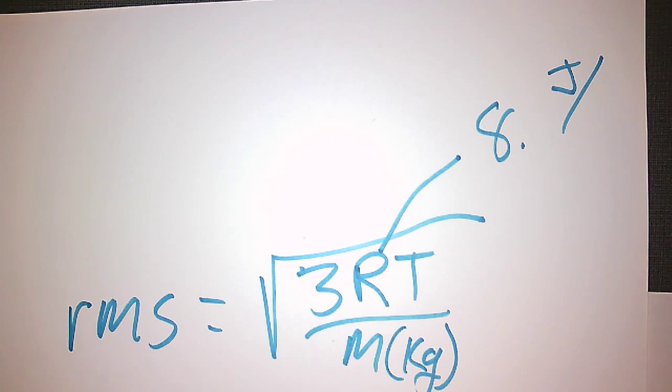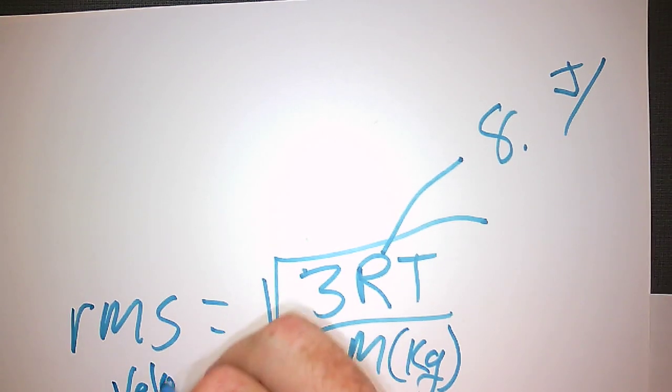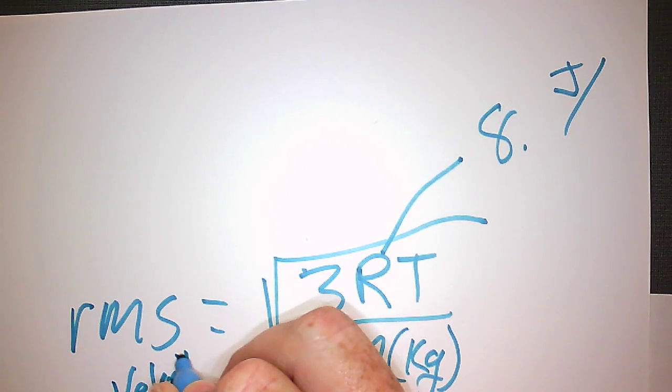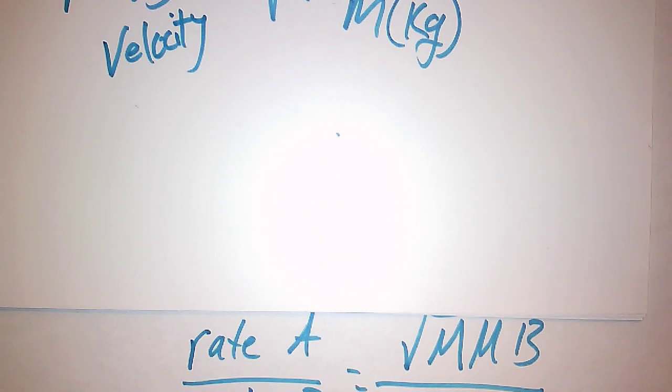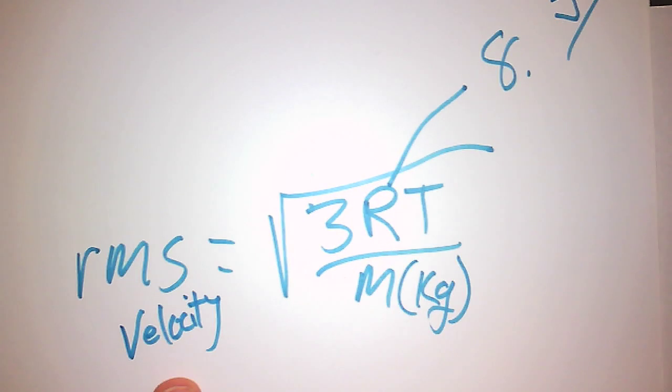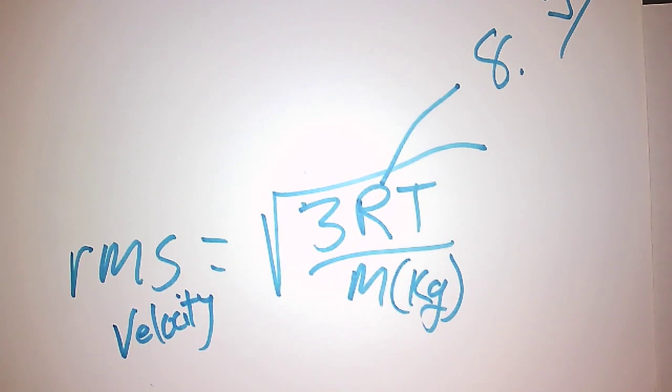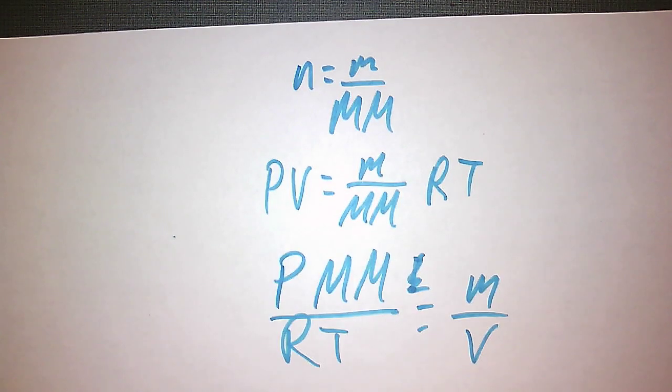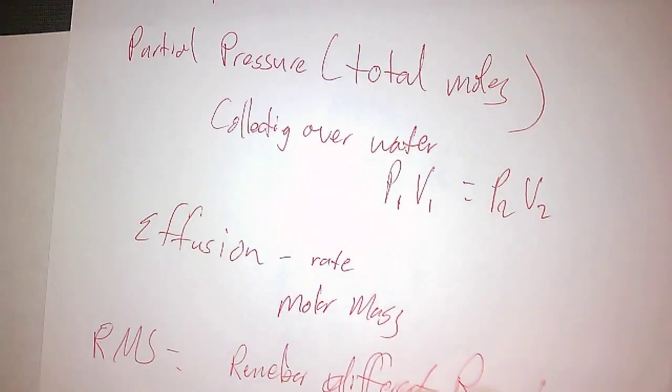So what is that solving for again, the root mean squared? That's the velocity. The rate of effusion is this one. This is Graham's law. Oh, sorry. This is the Graham's law one. This is for the velocity of something. All right? Yep. Okay.